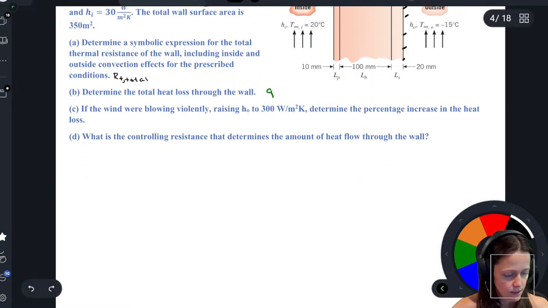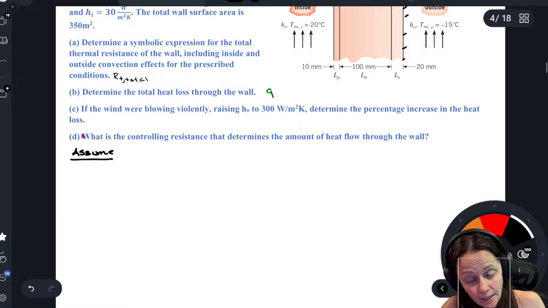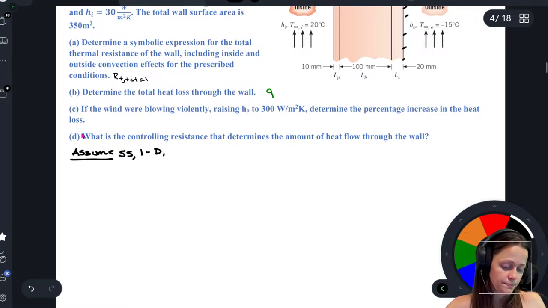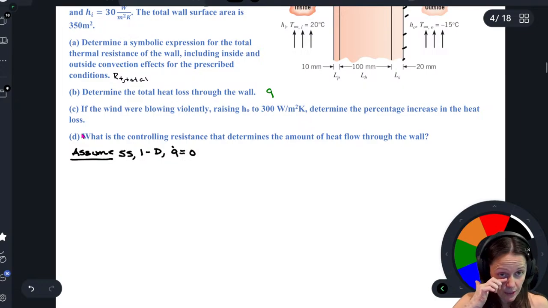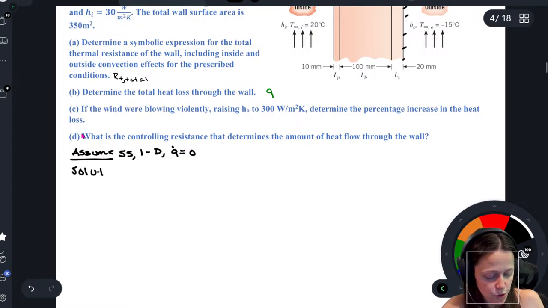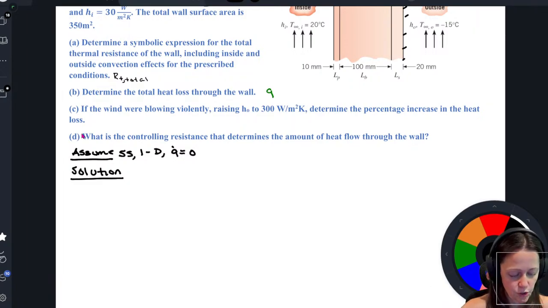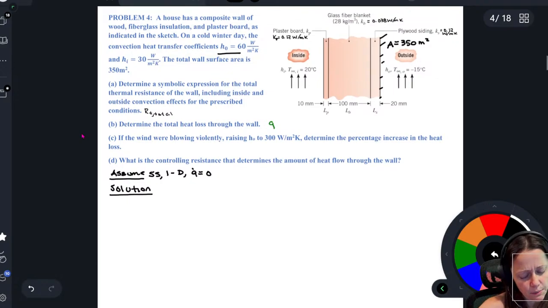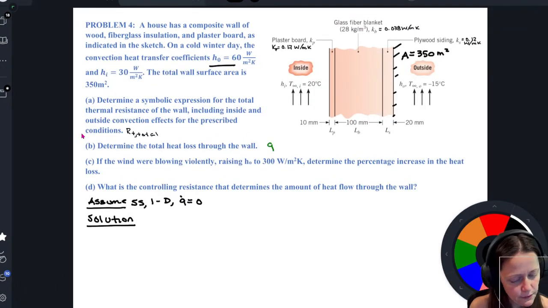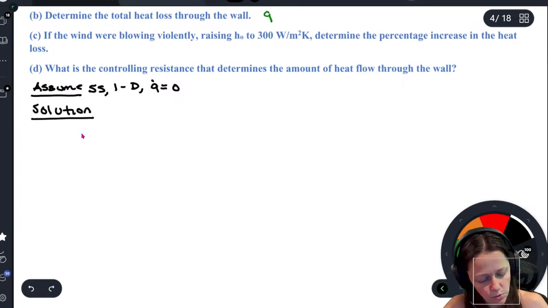All right. So, I am going to assume steady state, one dimensional, clearly no heat being generated. And so I'm going to use my Ohm's analogy because I don't really need to find a temperature distribution. I'm just figuring out Q and thermal resistances, and Ohm's analogy should be just fine. All right, so let's see. I'm going to draw my circuit, and there's one temperature, two, three, four, five, six. Okay, so let's go ahead and draw it, and then we'll label what those temperatures are.